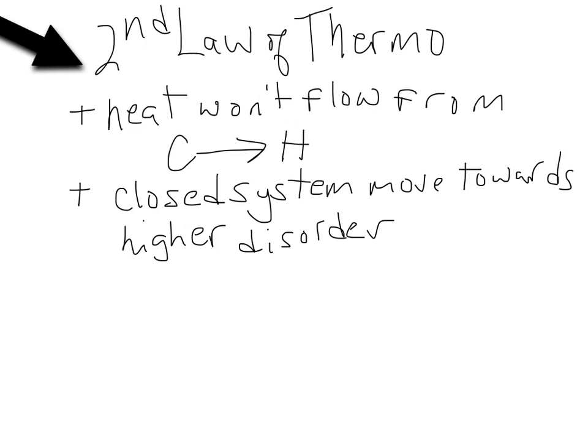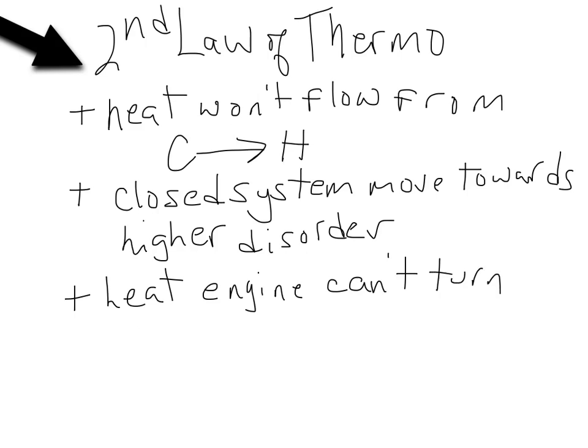And what we're going to talk about in this section is that heat engines cannot change all of the thermal energy into work. So they can't be 100% efficient. Can't turn all heat into work. That would imply perpetual motion or perpetual energy or an ideal system that just doesn't, in fact, exist.